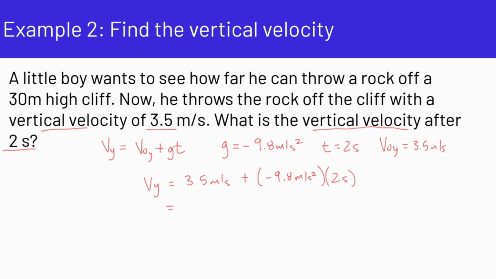So that's going to be equal to 3.5 meters per second minus 19.6 meters per second. So our final velocity is equal to minus 16.1 meters per second after 2 seconds.